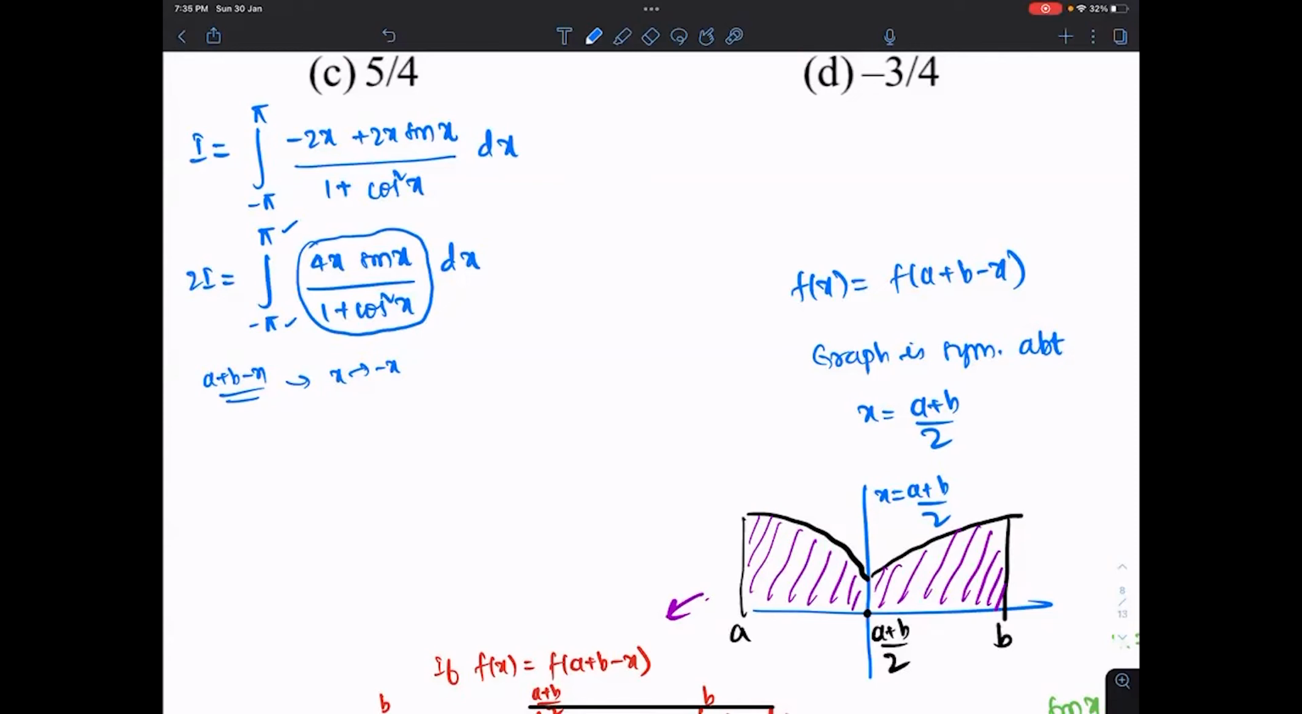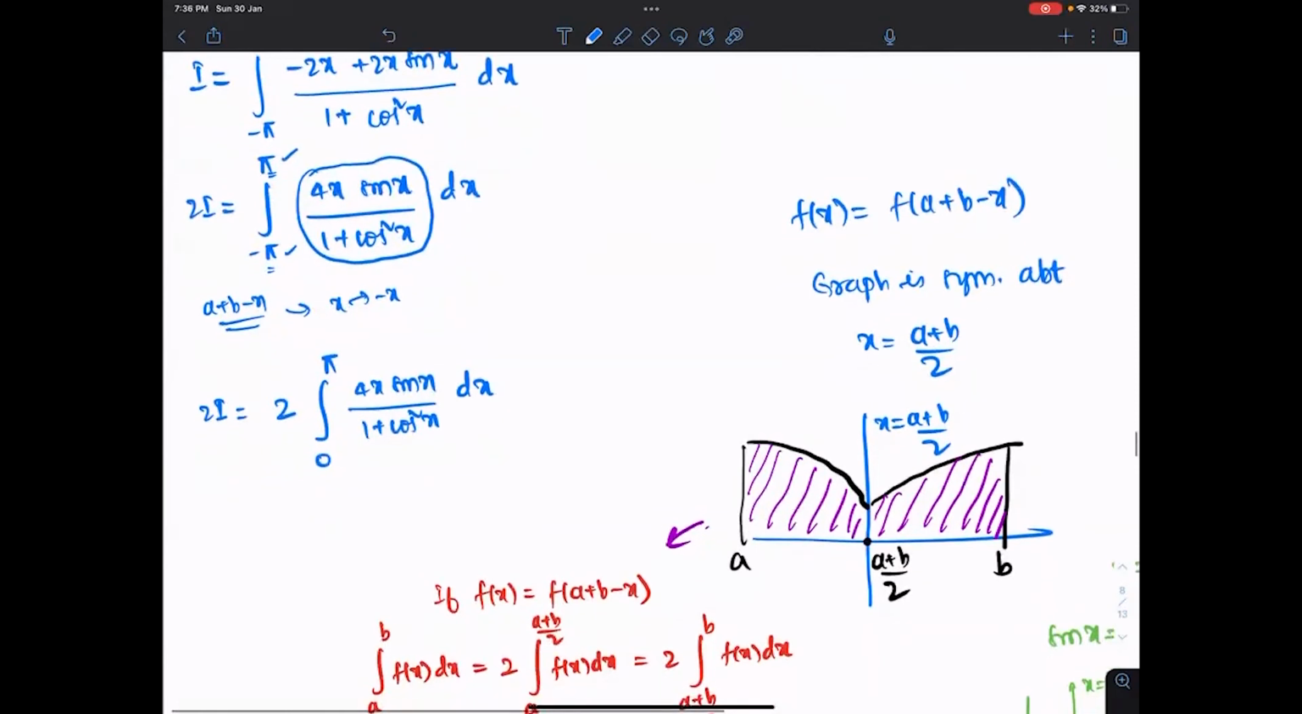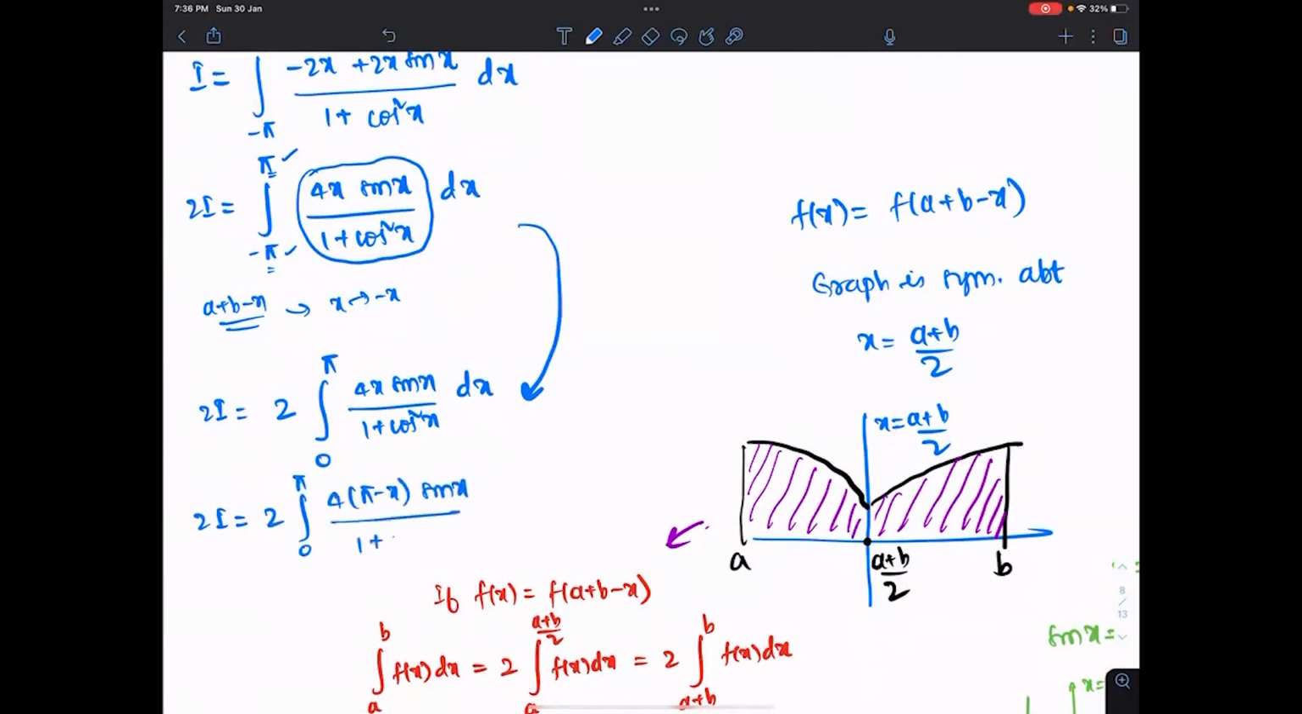So the area under this graph from minus pi to pi can be written as 2 times the area from 0 to pi, or you can write from minus pi to 0 also, your wish. Then you write 4x sine x by 1 plus cos square x. Now this was the crucial step, writing 2 times. Because now if you do a plus b minus x again, you will get 4 times (pi minus x), sine of (pi minus x) is sine x only, by 1 plus cos square x dx.